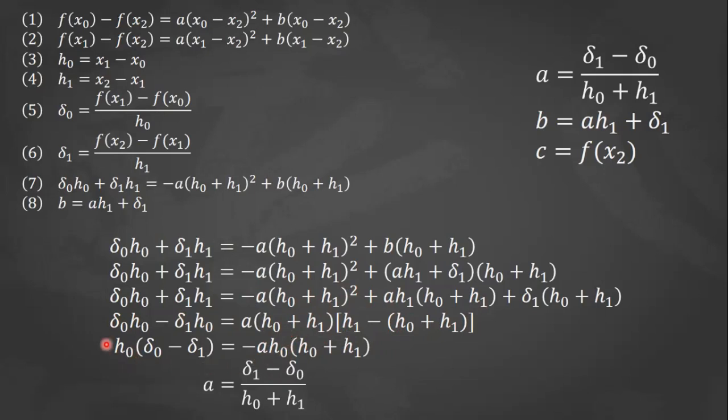So cancel si h sub 0. Then mabilin nato will be a equal to delta sub 1 minus delta sub 0 over h sub 0 plus h sub 1. Hence, we have this expression para ma-solve nato ang mga coefficients sa atong parabola passing through 3 points of your curve.